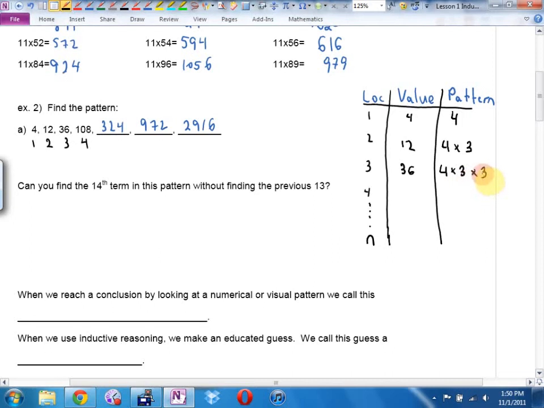Not as a 9. I want to keep everything broken down as much as possible so I can spot a pattern. Otherwise, I would just write 36. I don't want big numbers. And since I put an exponent on this 3 to help me spot the pattern better, I'm going to put the exponent on that 3, which is an invisible 1 that's always there. The next number that we found in location 4 was 108. How did we get the 108? It was that original 4 times, do you see why I wrote it this way? Because now the pattern is easier to see. 3 cubed.